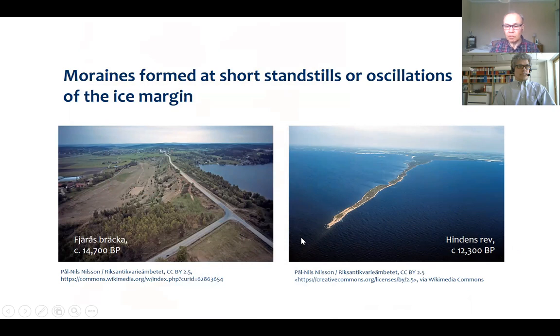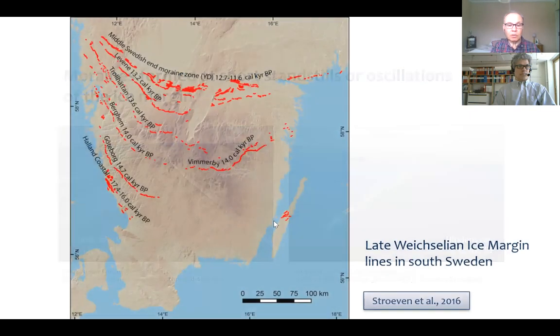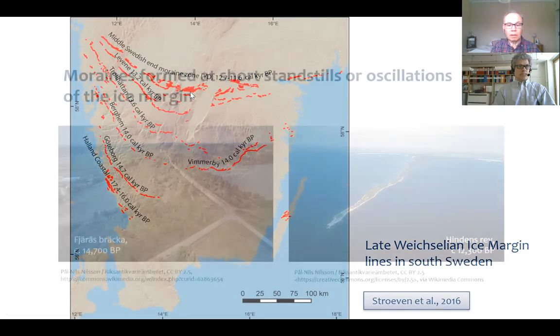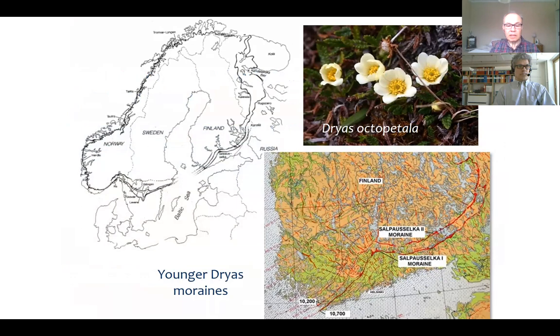And we also have another famous example, which is called the Hindens Rev, which is a part of the Younger Dryas moraines, formed around 12,300 years ago. They are parallel to the ice margin, these ice marginal zones. And as I said, the most prominent and best known in Scandinavia are the Younger Dryas moraines, named after this nice flower called Dryas octopetala, mountain avens in English, which today grows in the Swedish mountains up here somewhere. And it was found in the 1870s in deposits in southern Sweden.